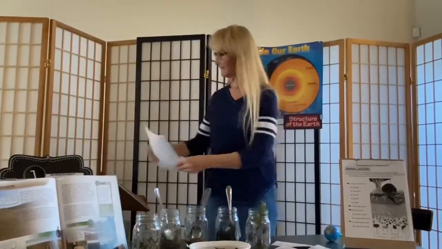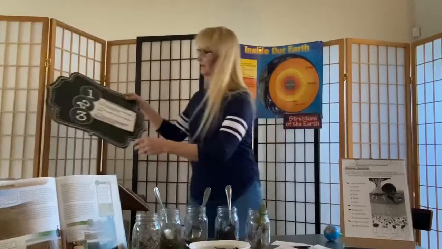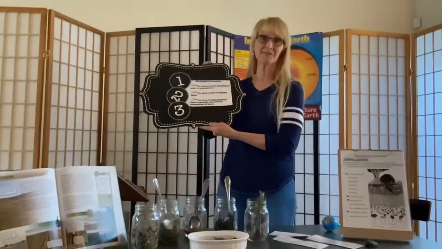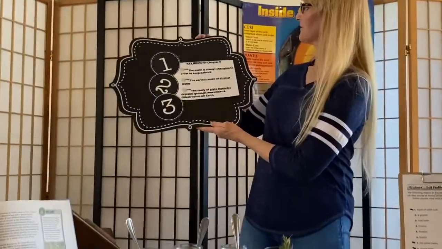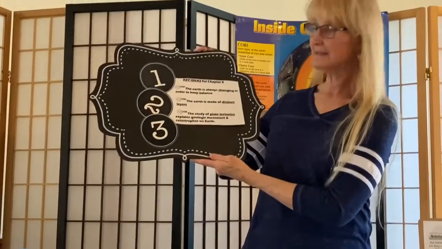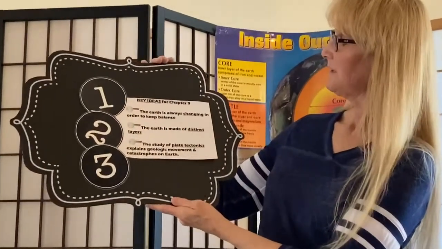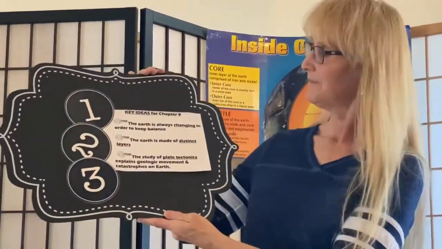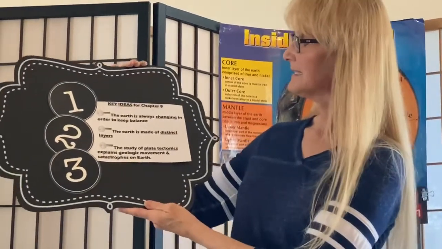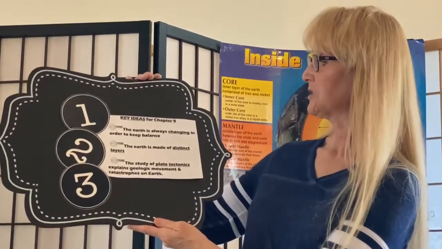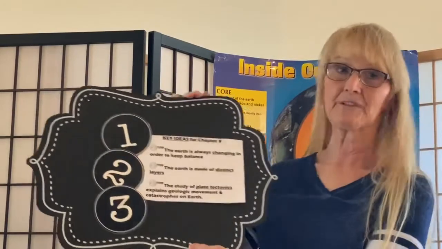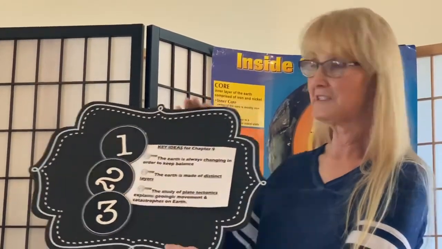When we left last, we had talked about the three first key ideas in earth science. They were that the earth is always changing in order to keep balance. The second key is that the earth is made of distinct layers. And the third key was the study of plate tectonics, helping to explain geological movement and catastrophes that we may have on the earth because of shifting earth.